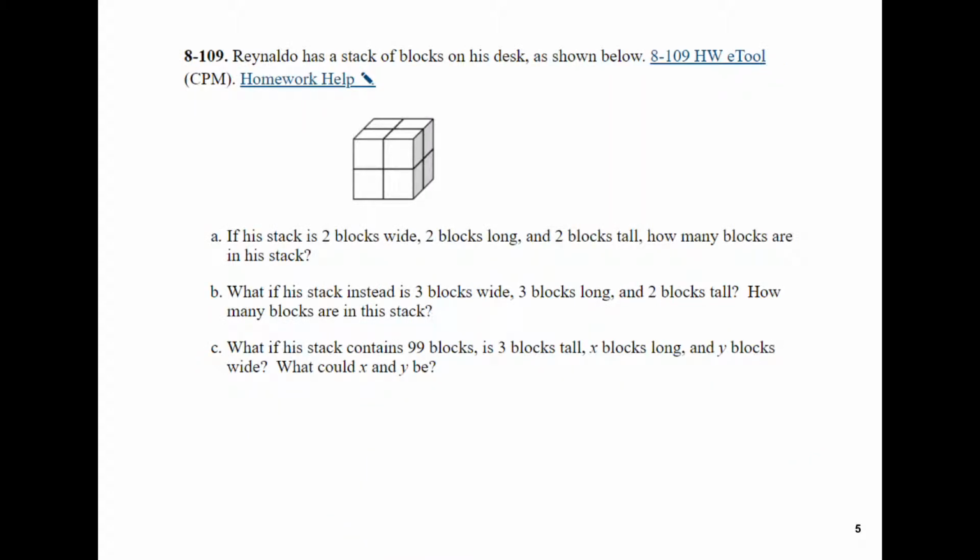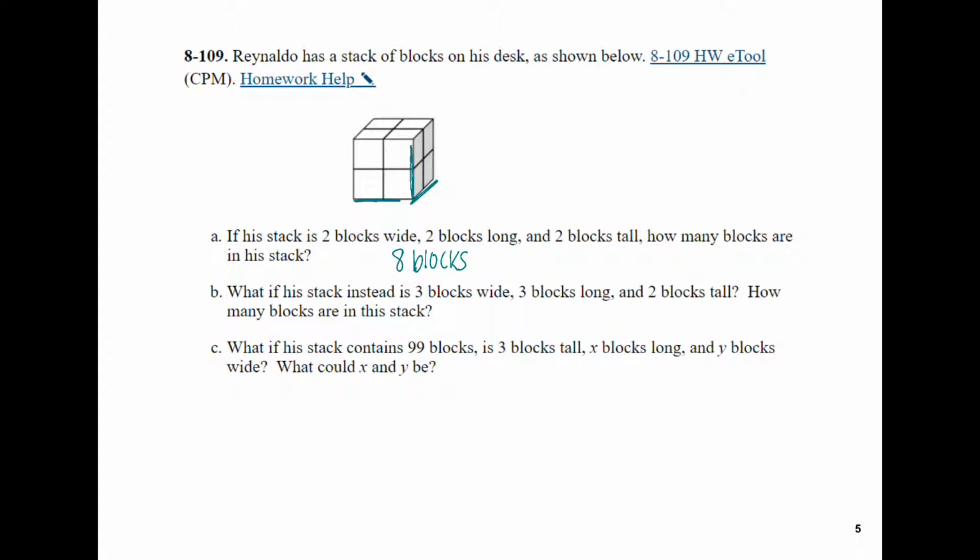8-109. Ronaldo has a stack of blocks on his desk, as shown below. If his stack of blocks is 2 too wide, 2 too long, and 2 too tall, how many blocks are in his stack? Well, looking at the picture, if we have 4 on top, we assume that there's 4 below it, so we can say that there is 8 blocks.